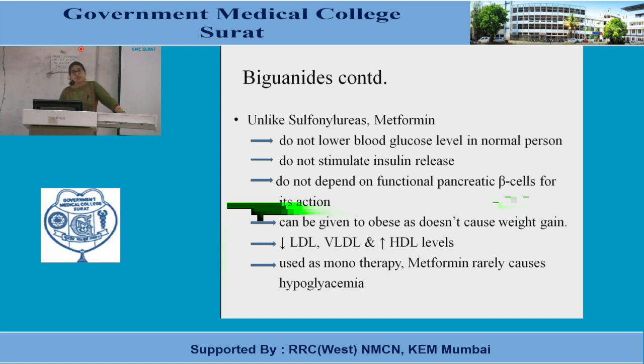So if there is an obese diabetic, you will not like to prescribe a sulfonylurea because it will again cause an increase in weight gain and the insulin resistance will be more. So this can be given to the obese also. And they have the added benefit of decreasing LDL and VLDL and the good effect of increasing HDL levels. So they can be used as monotherapy and they rarely cause hypoglycemia.